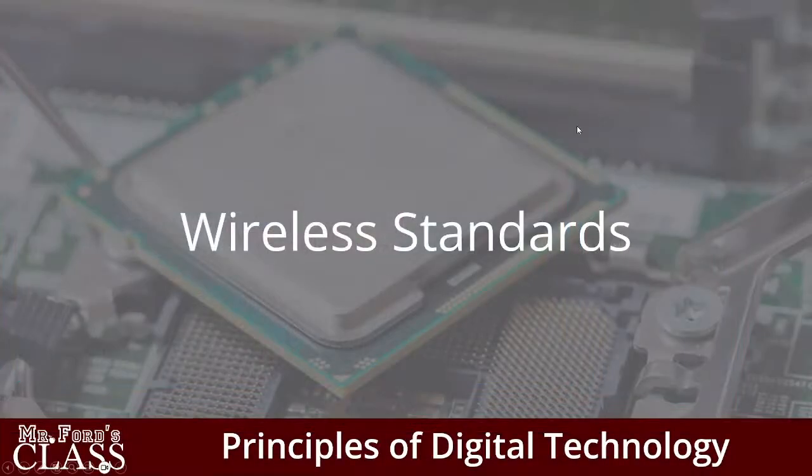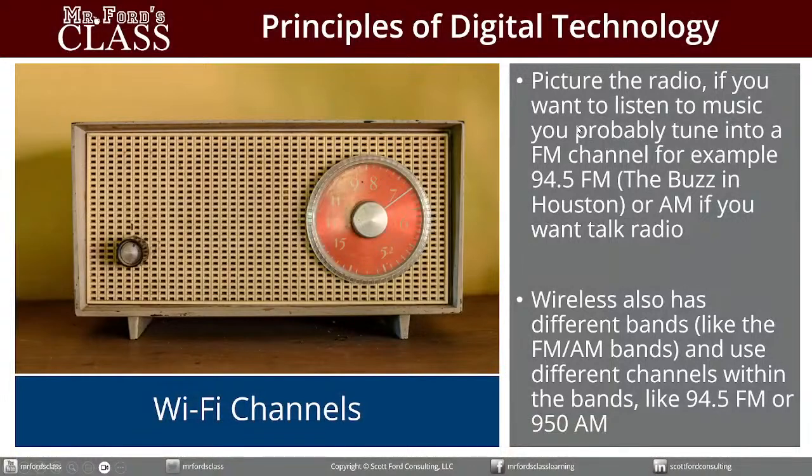So, wireless standards. So, picture for a second radio. If you want to listen to music on an old-fashioned radio, whether it's FM or AM, you want to listen to the radio. If you want to listen to music, you probably tune into an FM channel. For example, out here in the Houston area, we have the Buzz, which is supposed to play alternative rock, or as I like to call it, the rock I went to college with, or AM radio, if you want talk radio.